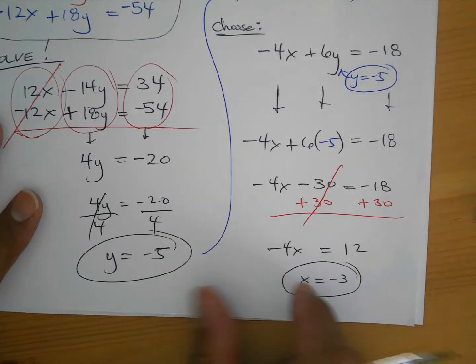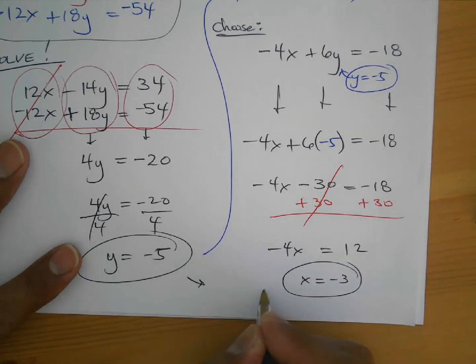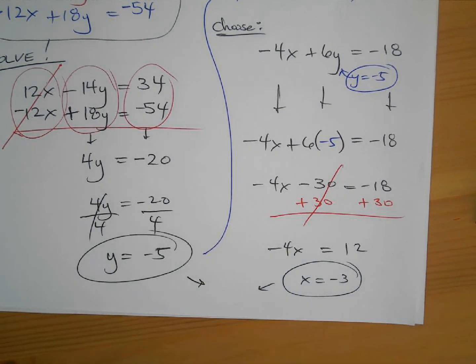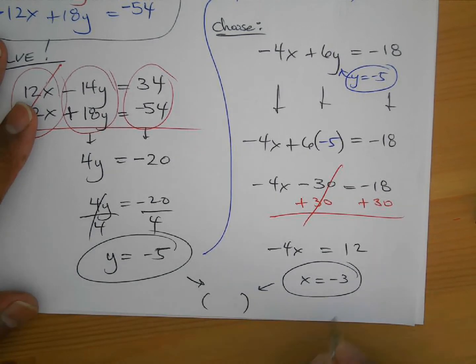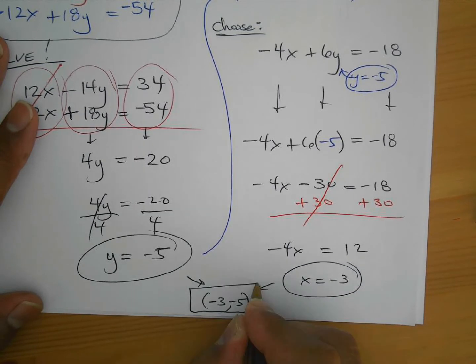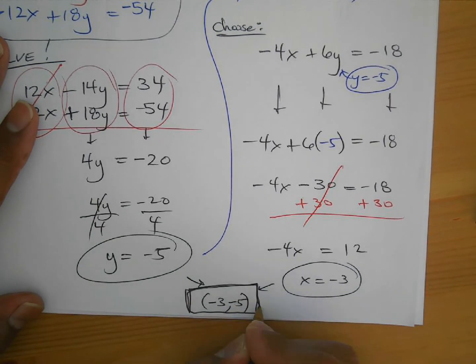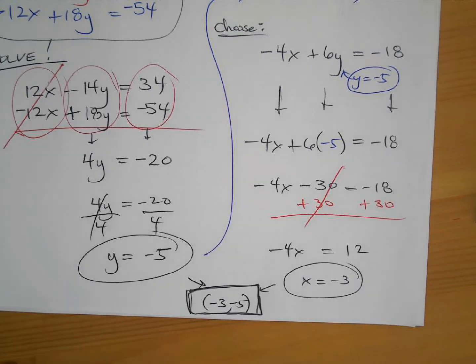All right, we got our two pieces to the answer, but that's not how you write the final solution. Remember, you write it in the form of a coordinate. Which one goes first? X, then y. This is the final answer here. This tells me which one's x. This one tells me which one's y.